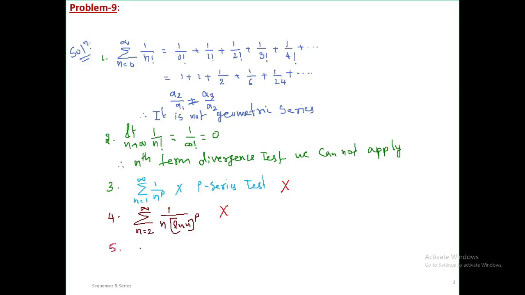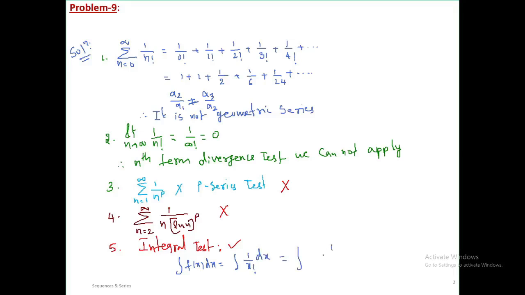So for the integral test, 1 by n factorial, clearly it is a continuous function, right? It is a positive valued function. It is a decreasing function, fine. So it is satisfying all the three conditions. Then we need to calculate what is the integral value. So integration of f of x dx. This value we need to compute, but here it is somewhat difficult to compute this integral, 1 by x factorial dx. This is very difficult to compute. Because 1 by x factorial means what?